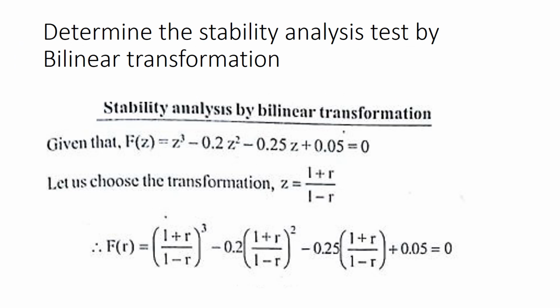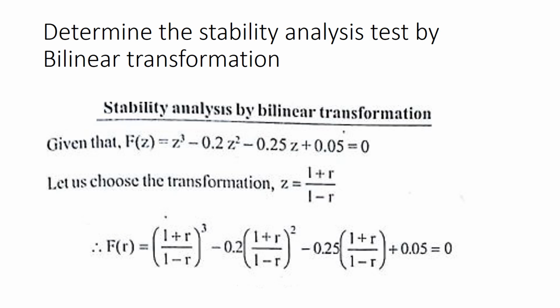So next is determine the stability analysis test by bilinear transformation. The same problem I have taken here for bilinear transformation. F of z is equal to z cube minus 0.2 z square minus 0.25 z plus 0.05. I am using the transformation z is equal to 1 plus r divided by 1 minus r. So replace your z by 1 plus r by 1 minus r the whole cube minus 0.2 1 plus r by 1 minus r the whole square minus 0.25 1 plus r divided by 1 minus r plus 0.05.